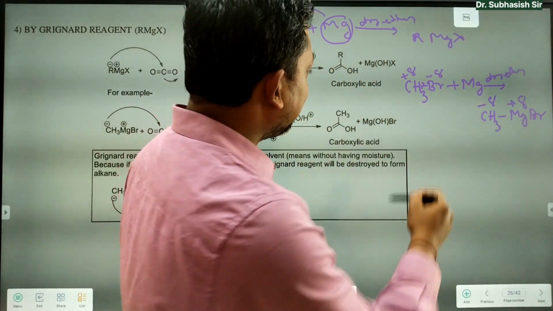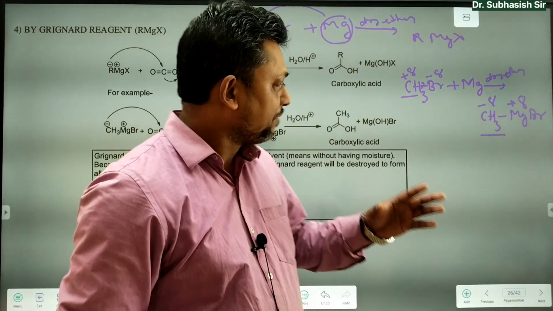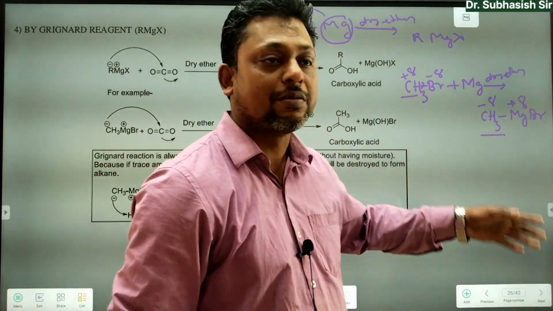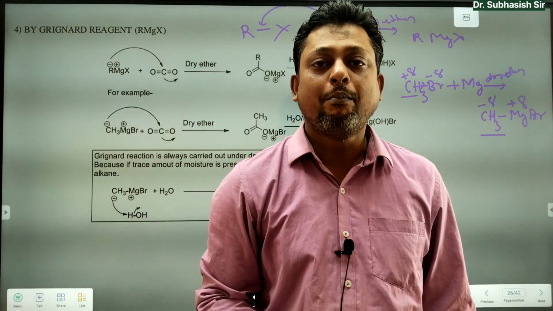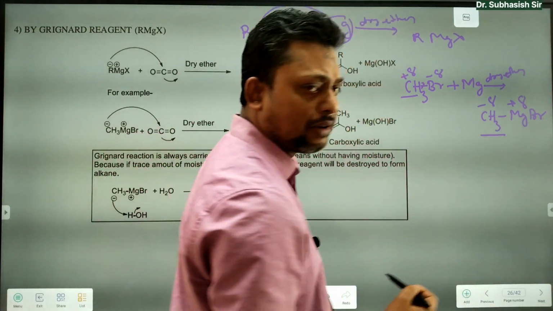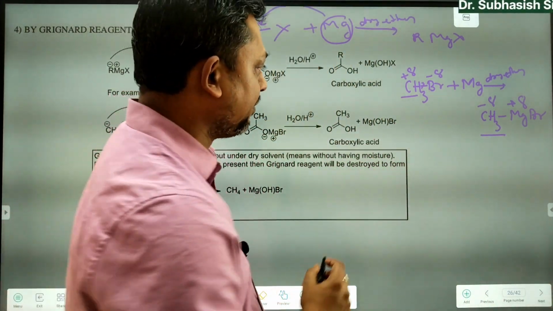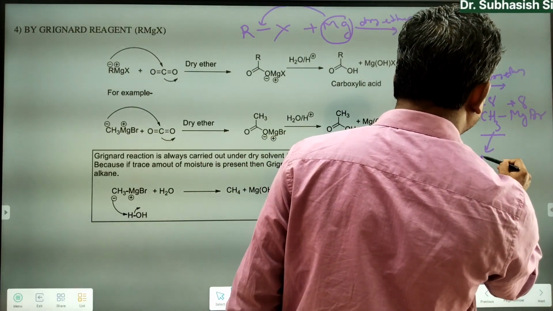Now you can clearly see that earlier carbon was positive, now the carbon is negative. So you can tell this polarity is changed from plus to minus, and this effect is called Umpolung effect. Okay, so the reversal of polarity is called Umpolung effect. So now you can clearly see that this CH3 is now becoming a what?